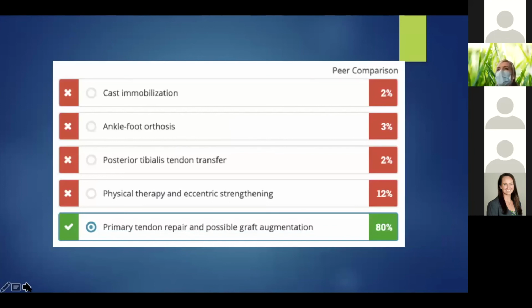Because you can imagine if it's insidious onset, it's wear and tear, and it just doesn't heal primarily very often. So often we augment it with graft. Okay. Okay, next.